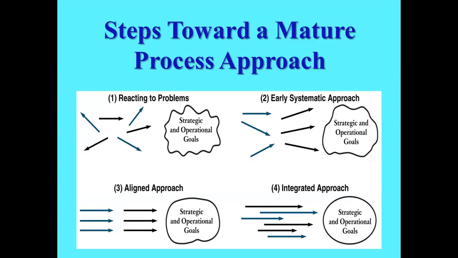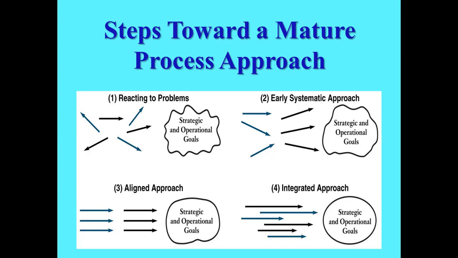This slide illustrates the concept of alignment in number 3, and integration in number 4. The ultimate target is an integrated approach in number 4. Number 1 illustrates the complete absence of uniform or consistent direction of the arrows. These arrows are represented by the processes. So all are in different directions. This is the phase in which the organization is just reacting to problems.